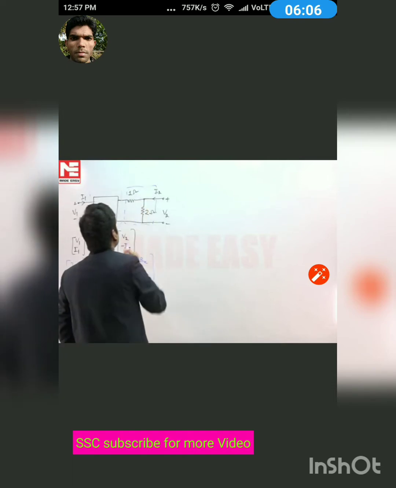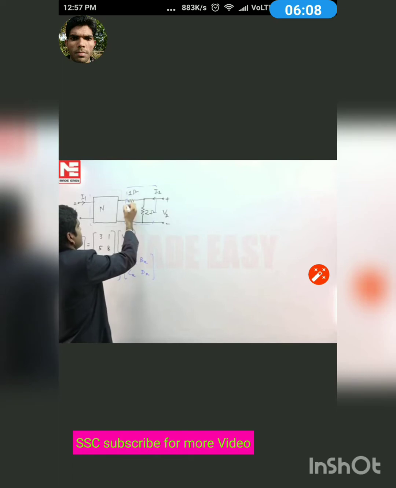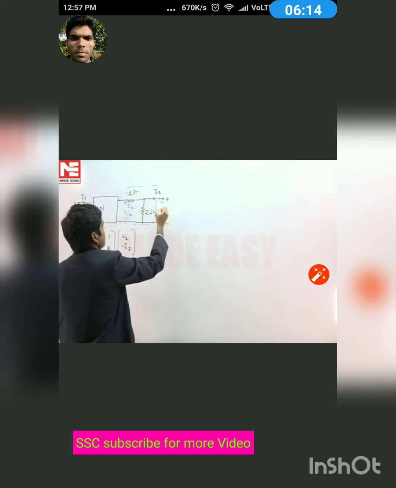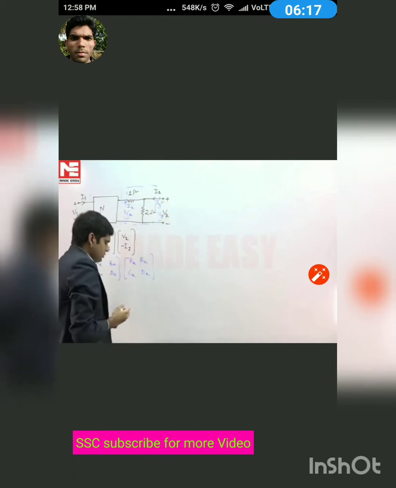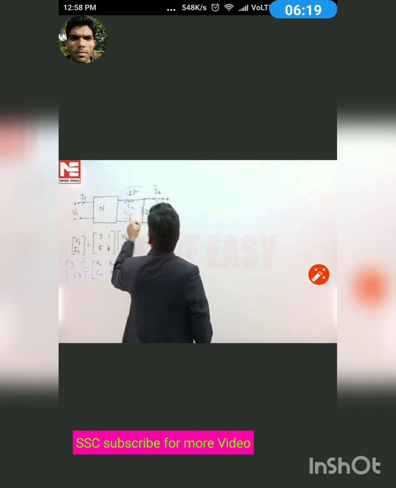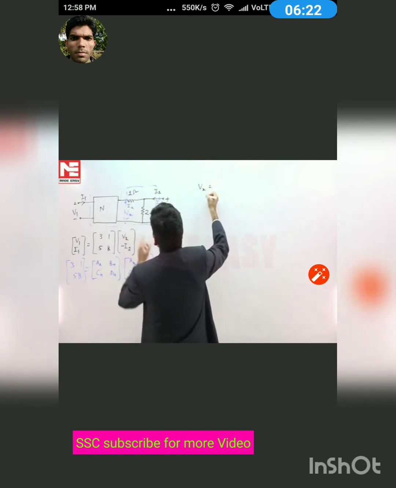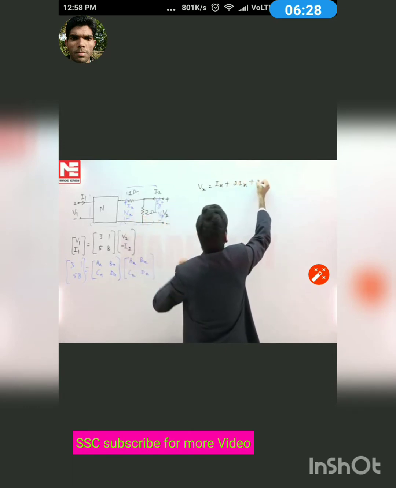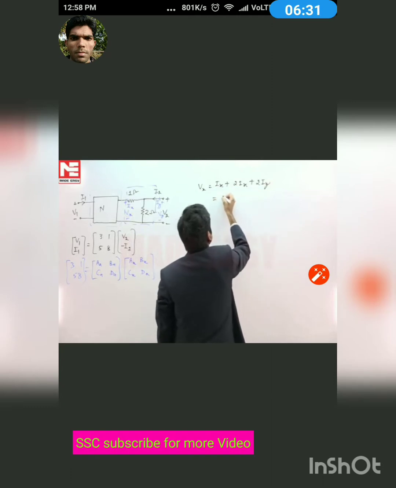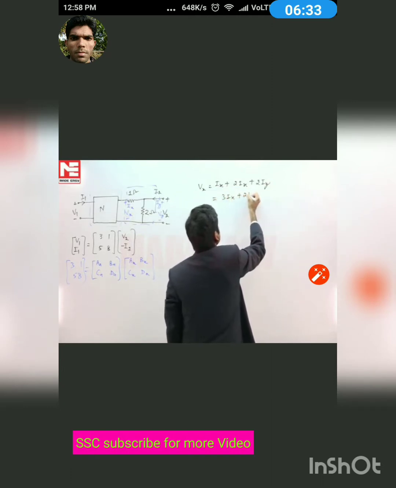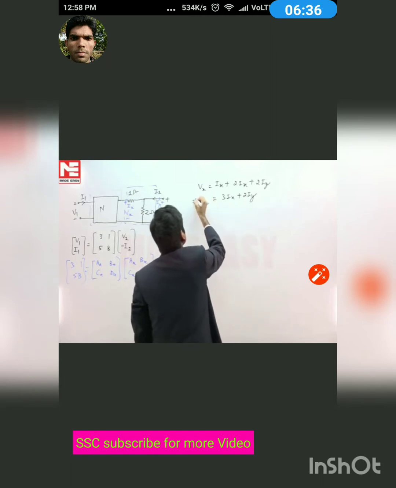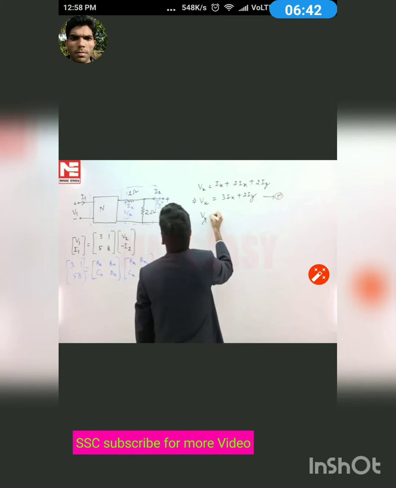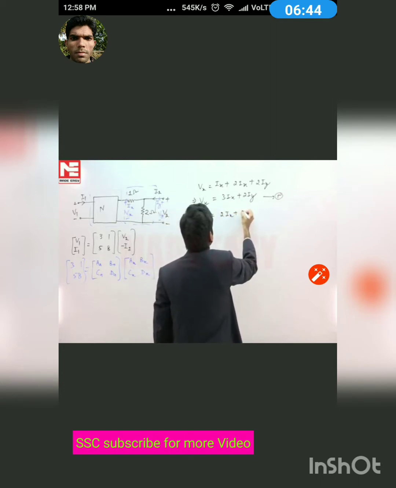So let us first find out the transmission parameter for this one. Let the current be Ix, this voltage Vx, this Vy and this current Iy. From KVL, we have Vx is equal to Ix plus 2Ix plus 2Iy, which can be written as 3Ix plus 2Iy. This is the value of Vx, equation 1. From this we can write Vy is equal to 2Ix plus 2Iy.